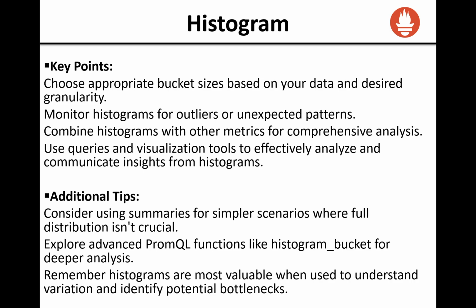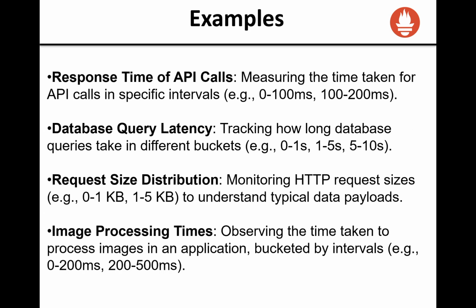Remember, histograms are most valuable when used to understand variation and identify potential bottlenecks. The examples for the histograms are: first, the response time of API calls, measuring the time taken for API calls in specific intervals like 0 to 100 milliseconds, 100 to 200 milliseconds. Second example is database query latency. Here, tracking how long database queries take in different buckets like 0 to 1 second or 1 to 5 seconds or 5 to 10 seconds.